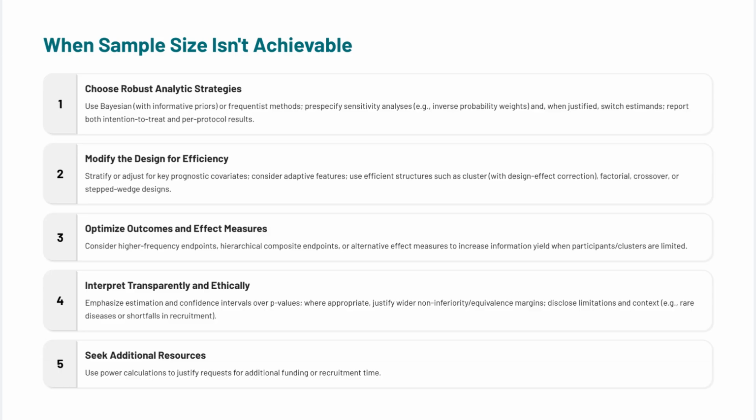Fourth, interpret transparently and ethically. Emphasize effect estimates and confidence intervals. Justify wider non-inferiority or equivalence margins when appropriate, and clearly state limitations and context. Fifth, seek additional resources. Use power calculations to justify added funding or extended recruitment time.